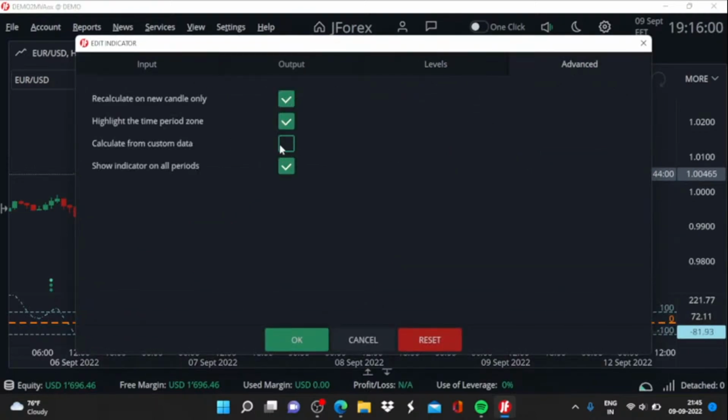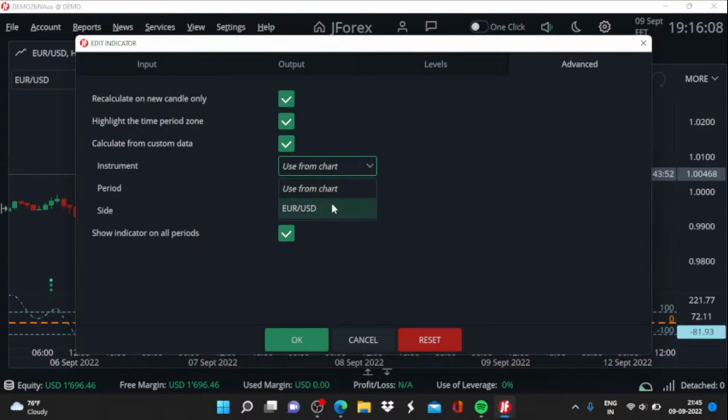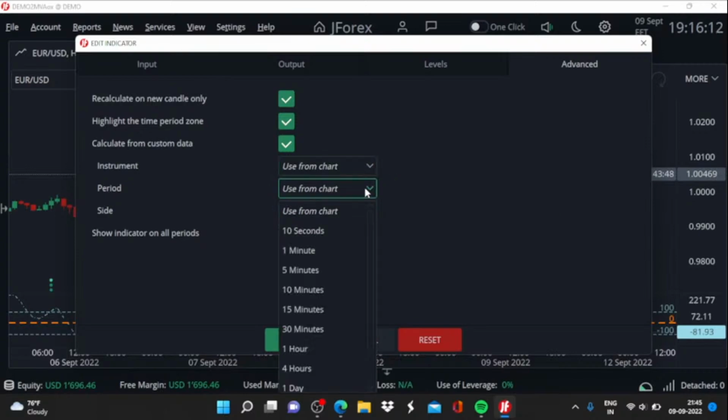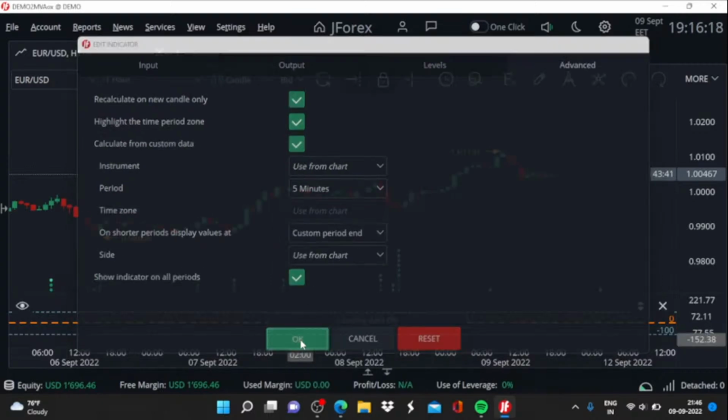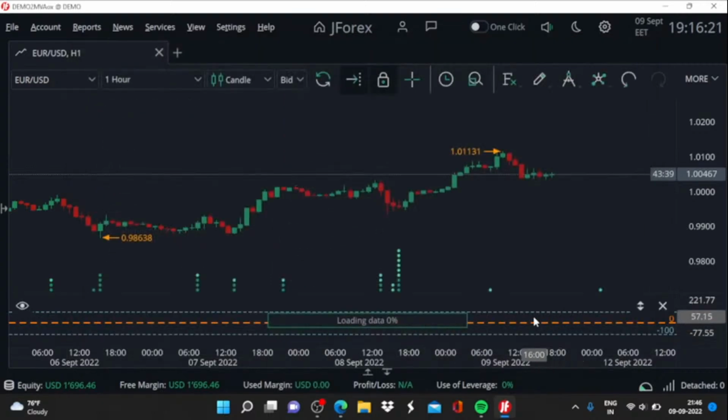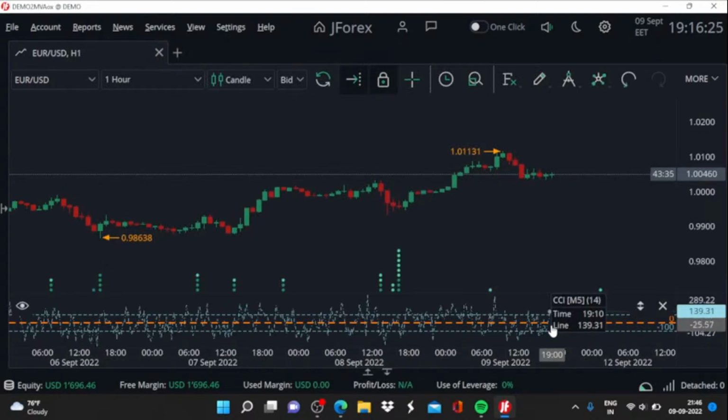Advanced, calculate from custom data. You can customize the calculation. You can use the instrument from the chart, or you can specify the instrument of your choice. The candle period can also be similar to the chart, or you can specify if you want to go for, say, the calculation using 5 minutes of data. Each candle period will be of 5 minutes, and 14 will be the calculation period.